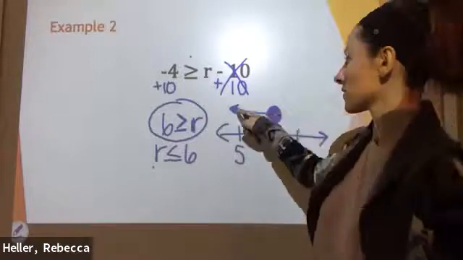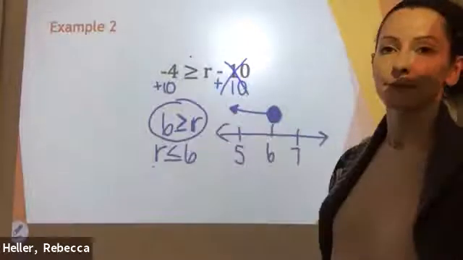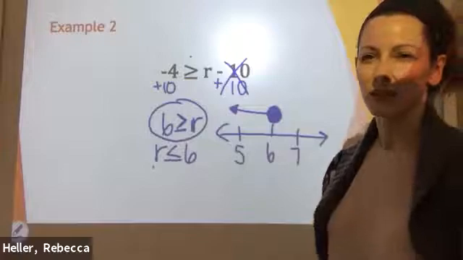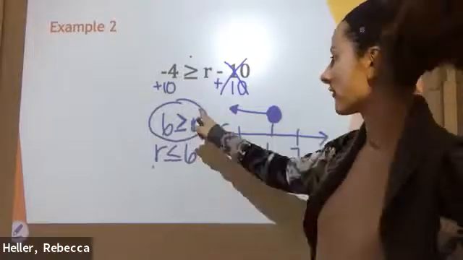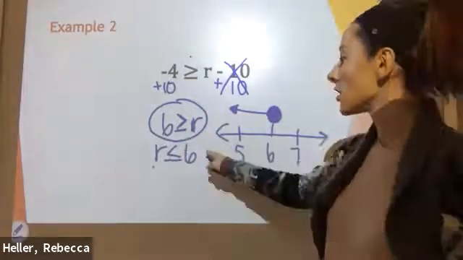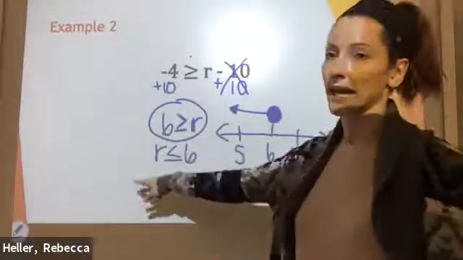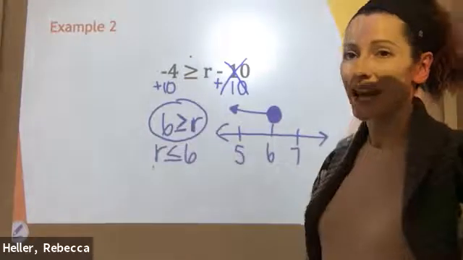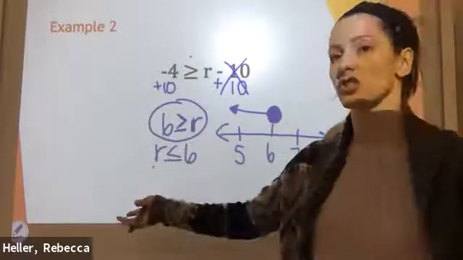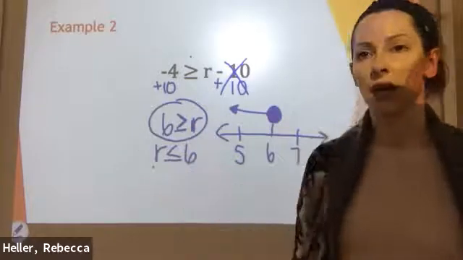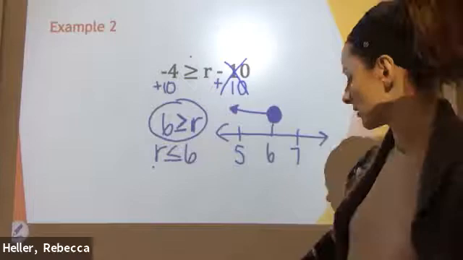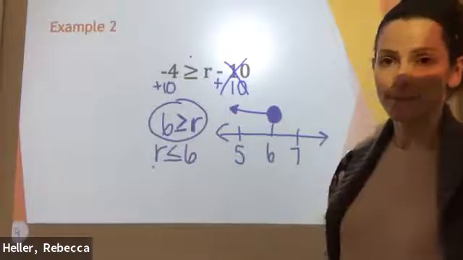But the answer is that the graph would go that way. Does that make sense? The difference between when the variable's on the right or the left. Totally optional. Like I said, you don't have to rewrite it at the end, but if it helps you for graphing purposes, then I suggest rewriting it. Okay, it's totally optional. You don't have to do it. Any questions about that?